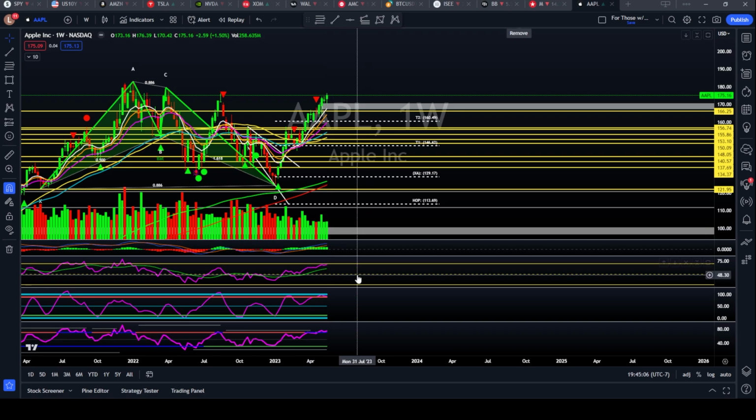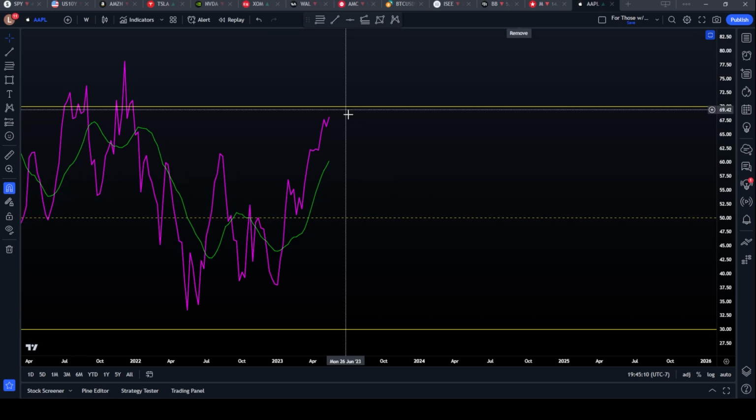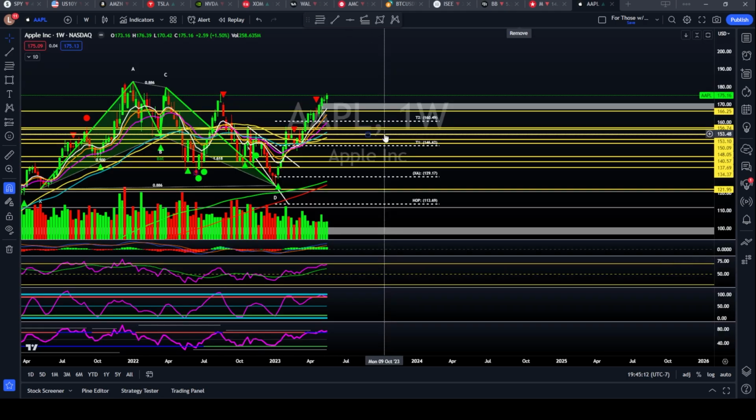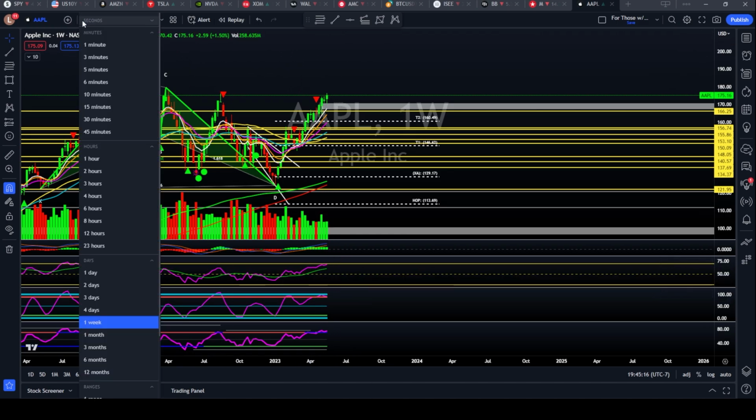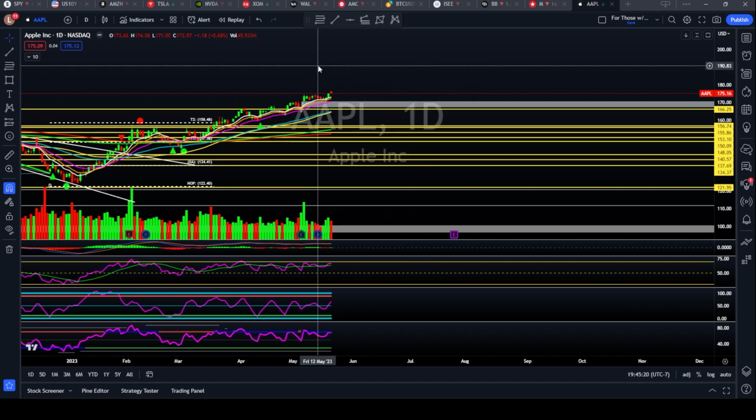So on the weekly, I think you're almost close to that overbought here. You're at 68. So very interesting to see what Apple is going to do here into this week. But keep an eye out on Apple. Jumping over to Microsoft here.